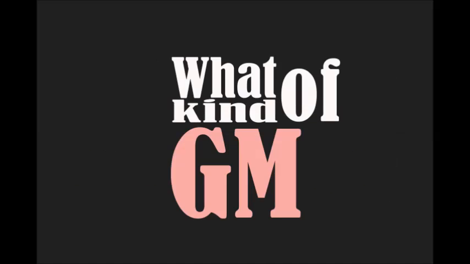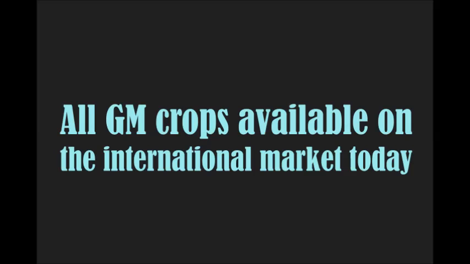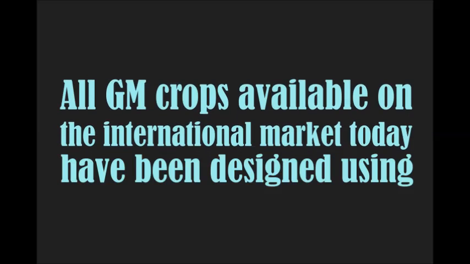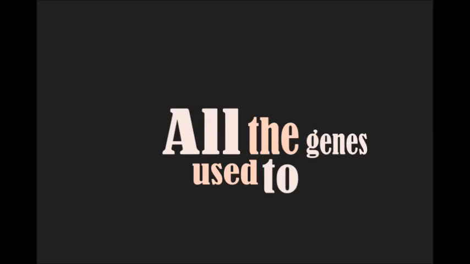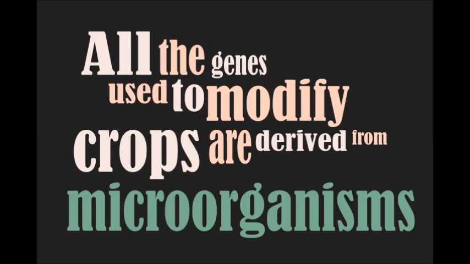What kind of GM foods are on the market internationally? All GM crops available on the international market today have been designed using one of three basic traits: resistance to insect damage, resistance to viral infections, and tolerance towards certain herbicides. All the genes used to modify crops are derived from microorganisms.